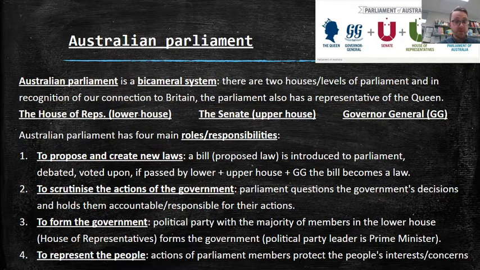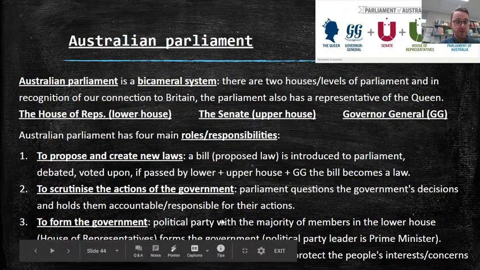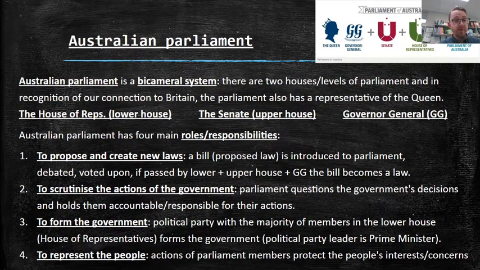So in our last election, the Liberal Party had the most amount of political members in the House of Reps, in the lower house. And that meant their leader, Scott Morrison, was the Prime Minister. It meant that they formed the government. So it's important that we have Parliament because they form the government, and the government are responsible for doing a lot of things. But we'll get into that in a later lesson.